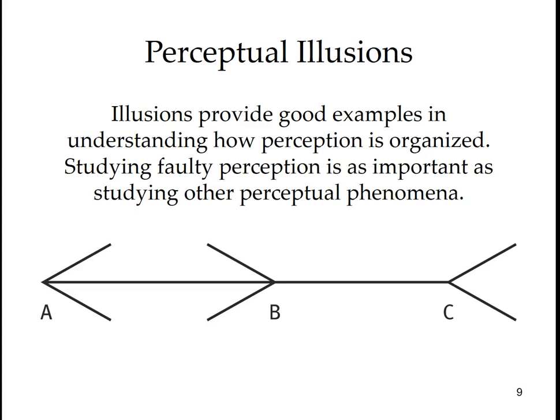Perceptual illusions provide good examples for understanding how perception is organized. Studying faulty perception is as important as studying other perceptual phenomena. On these lines, we can see segments A, B and B, C, and most will think that BC is the longer segment. However, AB is actually longer than BC. Both the theoretical and practical importance of selective attention is apparent in the research on inattentional blindness.